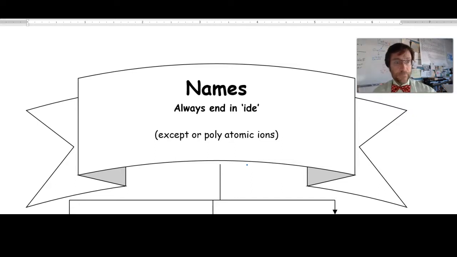So the first thing that I want us to remember is that all compounds end in "ide." That's how we know it's a compound. So when I say sodium chloride, the sounds coming out of my face indicate that you have a compound. It is the compound sodium chloride, which is much, much different than saying sodium chlorine.